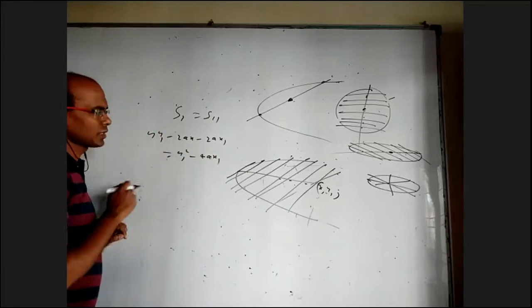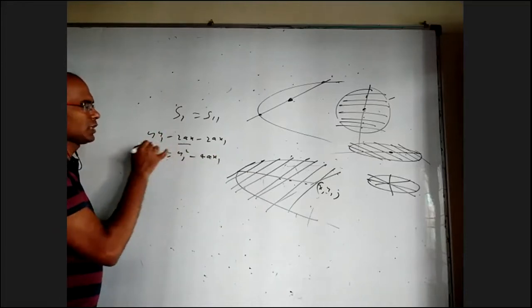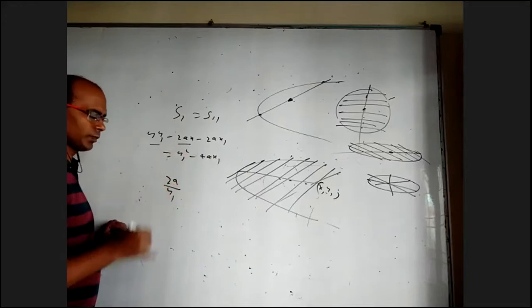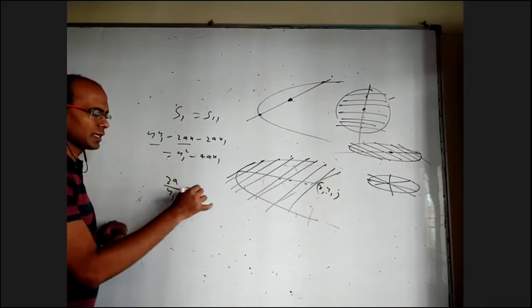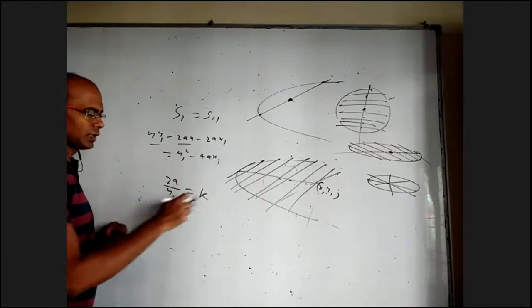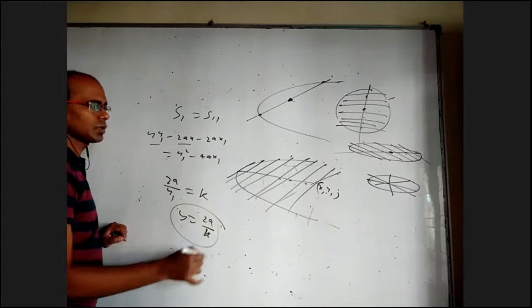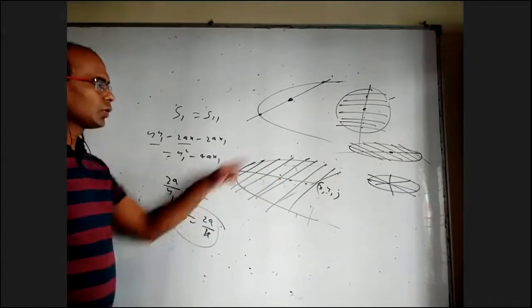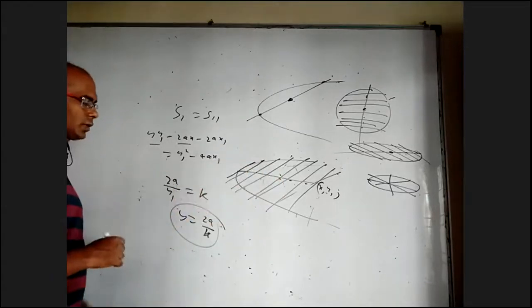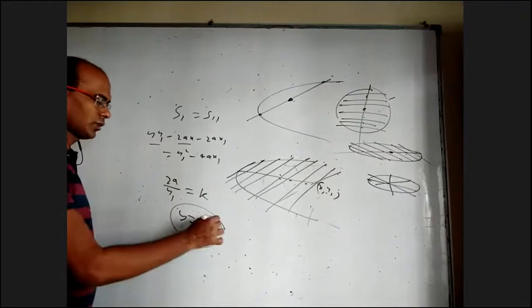What is the slope of this line? This is the x coordinate, this is the y coordinate. So the slope is 2a by y1. That I want to be constant k. Then y1 = 2a by k. So the locus of the midpoint of the chord whose slope is k is y = 2a by k, and we got a horizontal line.